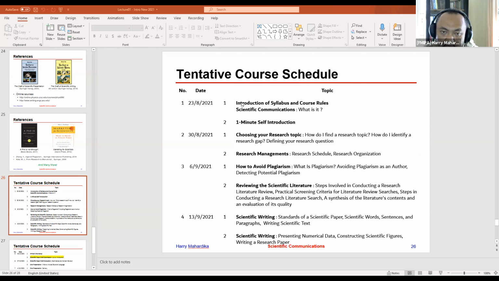So we talked about how to choose a research topic and research management last week, and we already talked about how to avoid plagiarism in today's lecture. Therefore, on Thursday, we're going to review scientific literature, the steps involved in conducting a literature review, and practical screening criteria. It's basically telling you how to search for scientific literature. I'm going to introduce you to how to use Scopus and Google Scholar, so that you can have a better approach to literature review, and a solid background for your research, your final project report, and your studies.